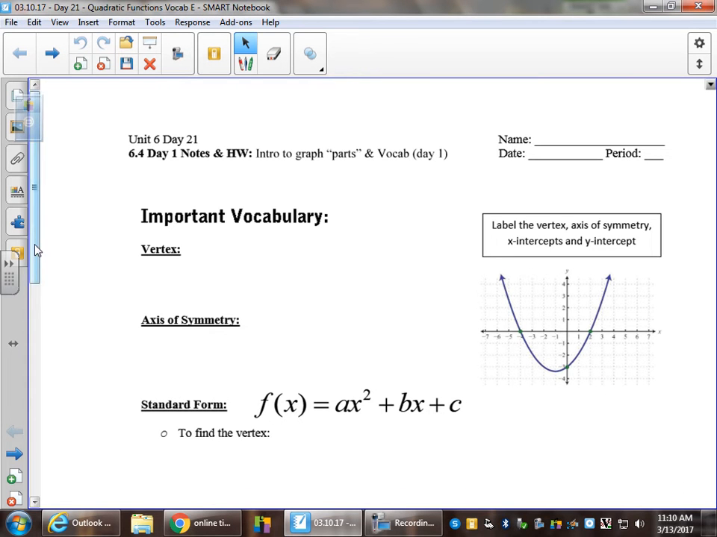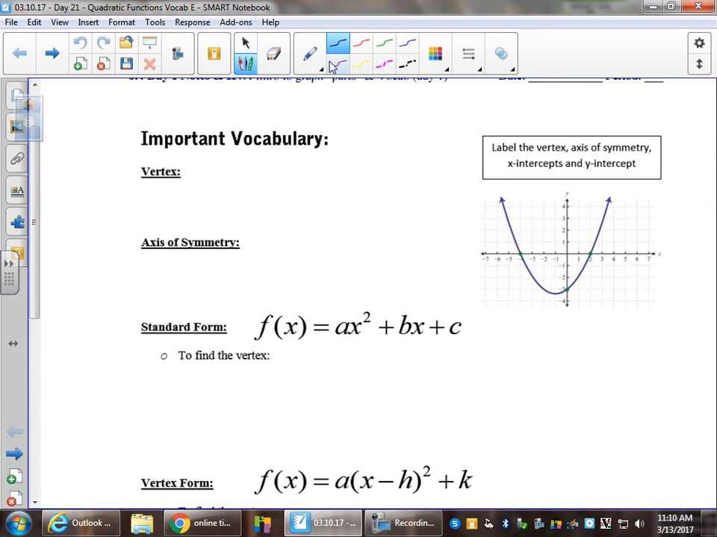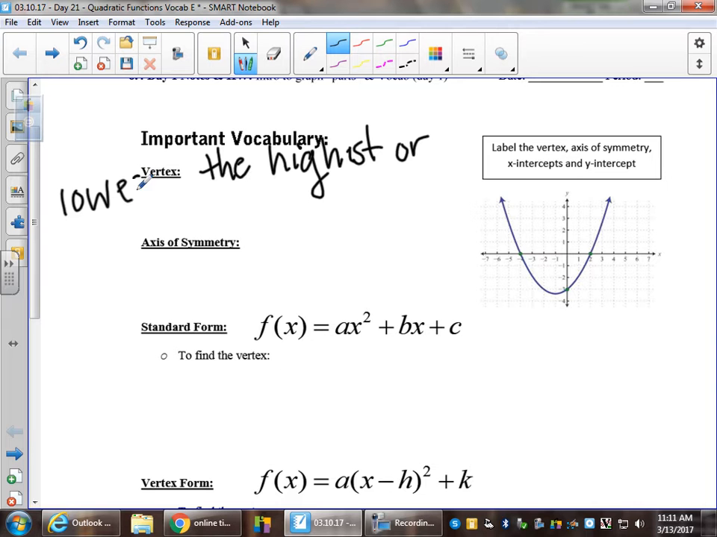What is the vertex? The highest or lowest point. Exactly. Following along, the highest or lowest point. Another way to identify the vertex, really quick, the maximum or minimum.